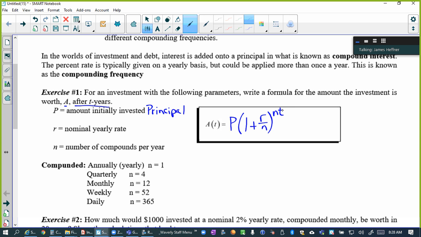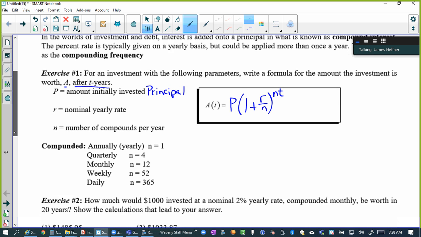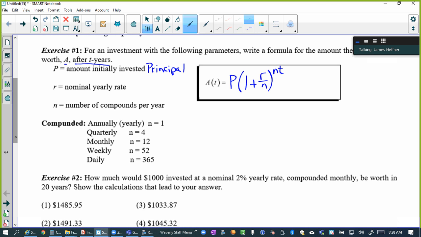And so they break down here what some of these N values will be, okay? So if it's compounded annually, which really isn't compounded so much, right? You get N equals 1. Quarterly, right? Like how many quarters are in a dollar? 4, right? So for quarterly compounding, your N would be 4. Monthly is 12. Weekly is 52. Daily is 365, right? Because there's 365 days in a year.